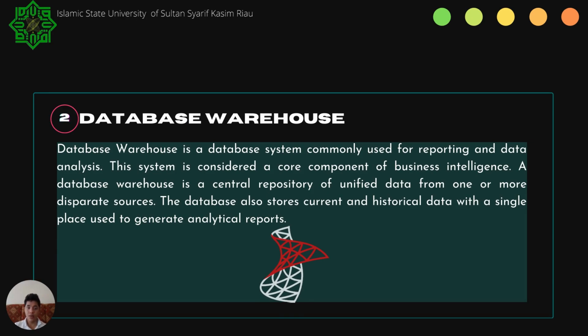And the second is the database warehouse. A database warehouse is a database system commonly used for reporting and data analysis. The system is considered a core component of business intelligence. A database warehouse is a central repository of unified data from one or more disparate sources. The database also stores current and historical data in a single place used to generate analytical reports. And an example of database warehouse is SQL.